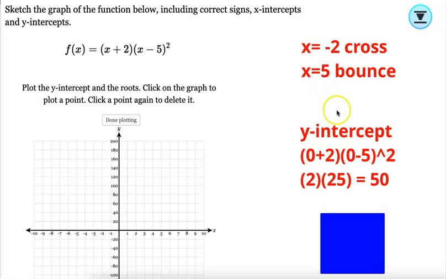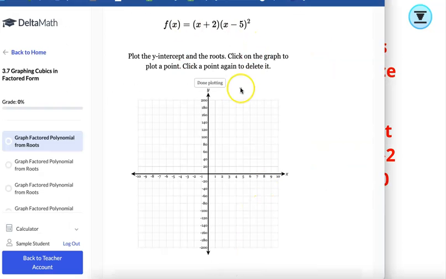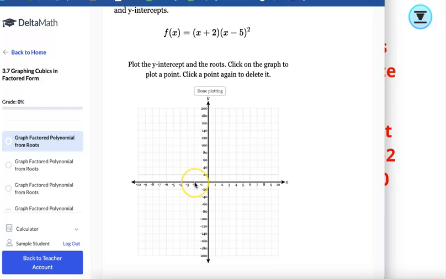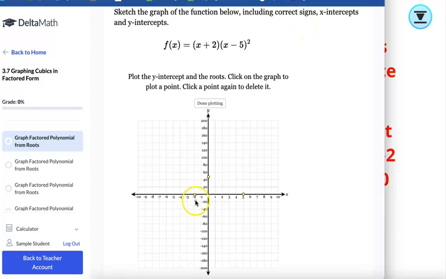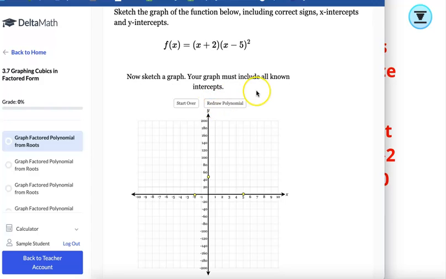So what I'm going to do is take this information and put it on Delta Math. It doesn't have to be perfect, which is the coolest thing ever. So for one x-intercept, you're going to click at a negative 2. The other x-intercept will be a positive 5. And then your y-intercept we found was 50. So somewhere in between 40 and 60, I'm going to put a dot, which is the coolest thing, since it's going to grade this with it being estimation. Once you have your x-intercepts and y-intercepts plotted, hit done plotting.